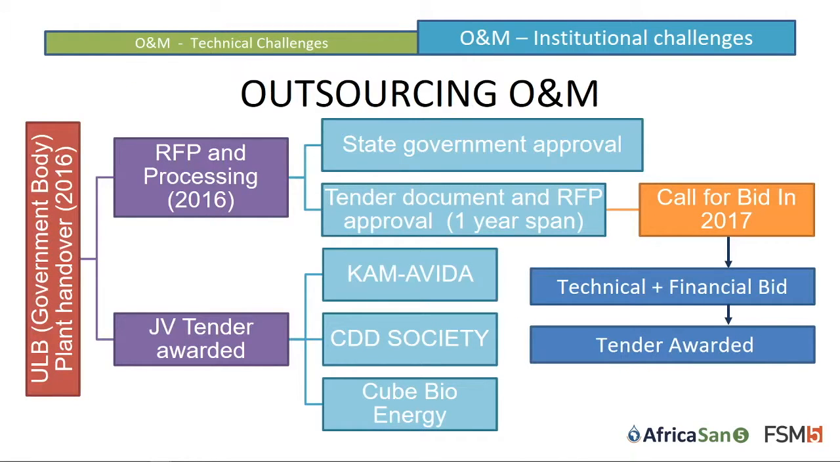So outsourcing of O&M was again a tedious process which we went through, because it took 1.5 years just to bring out the proper RFP and make the roles and responsibilities clear: who does what, and what are the roles of the entities who will join the process. And after this, the bid was called for, and it took almost 6 months for a proper bidder to be found, and a consortium of 3 operators, 3 entities, came together and took this O&M approach.